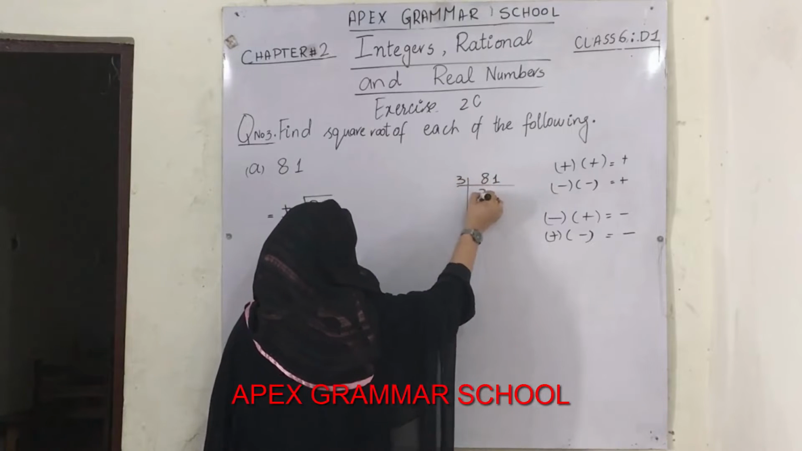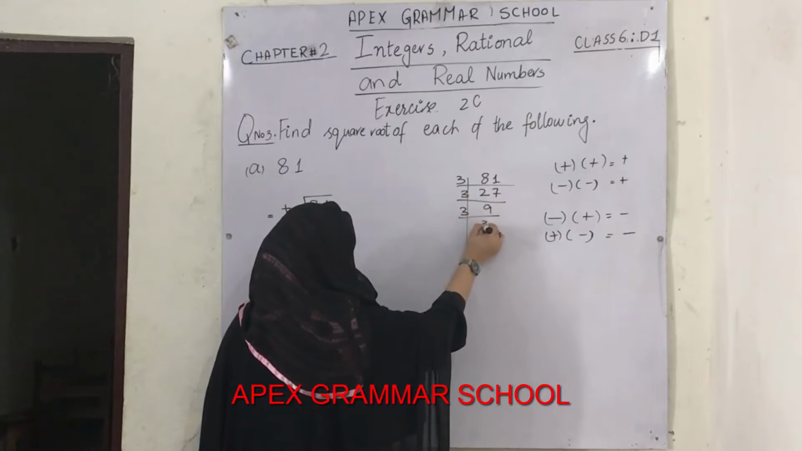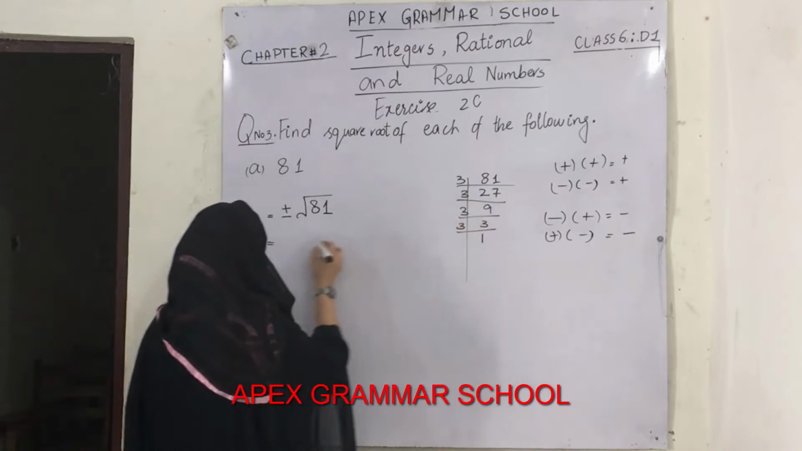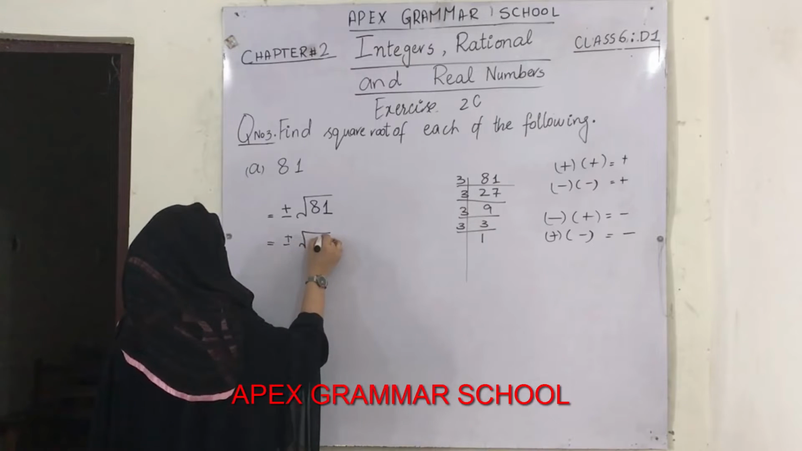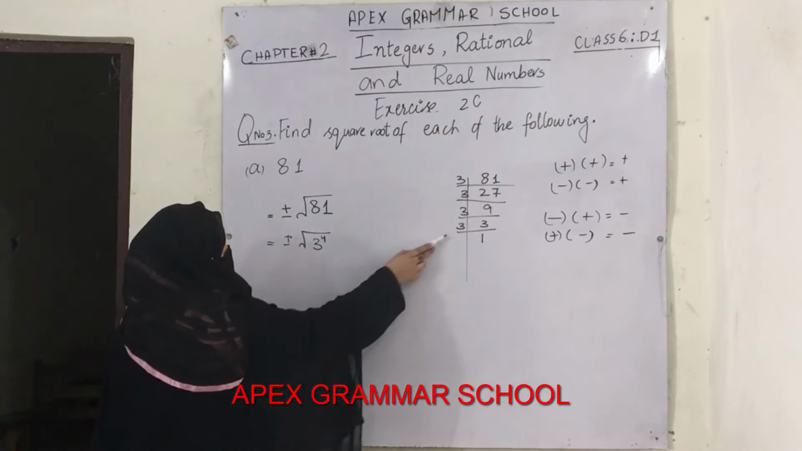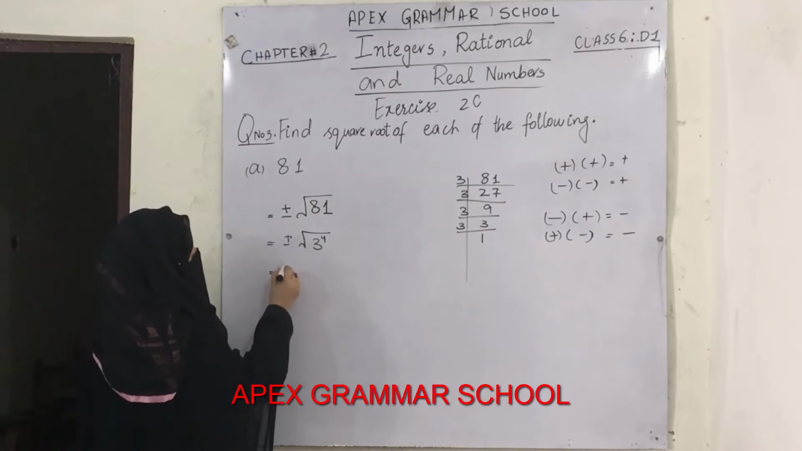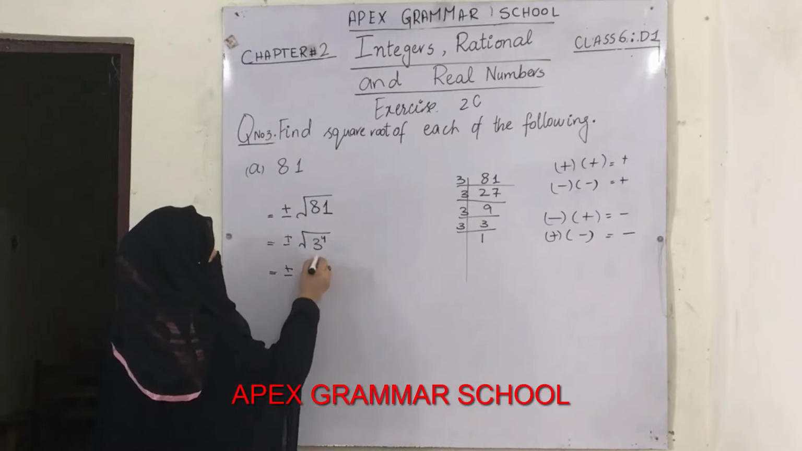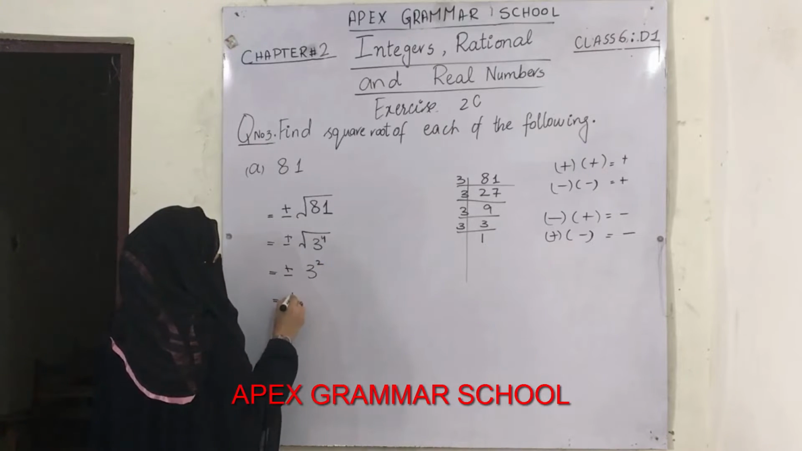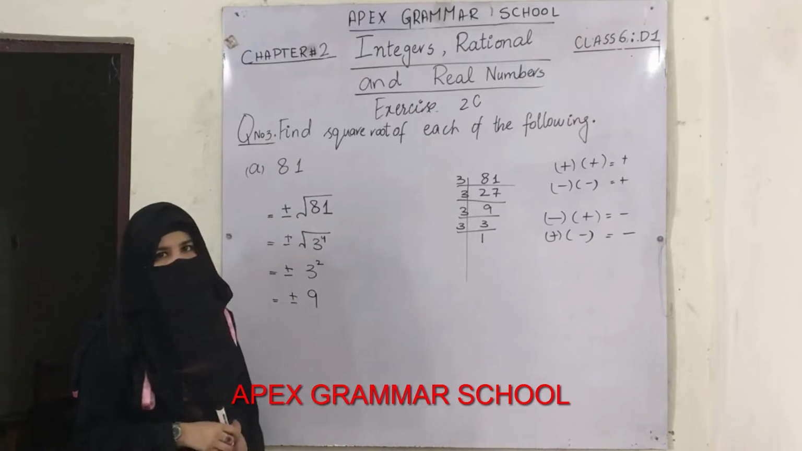So 3 2s are 6, 3 7s are 21, 3 9s are 27, 3 3s are 9 and 3 1s are 3. Plus minus, so 3 is 4 times, so I am going to write 4 as the power of 3. As 3 is 4 times, I have written 4 as the power of 3 because we are finding the square root, which means I have to halve my power. So half of 4 is 2 and the square of 3 is 9. So square root of 81 is plus minus 9.